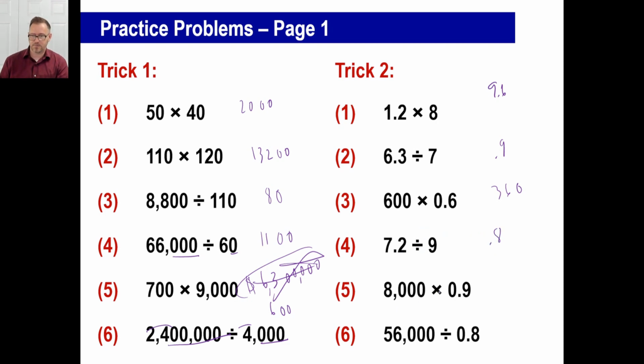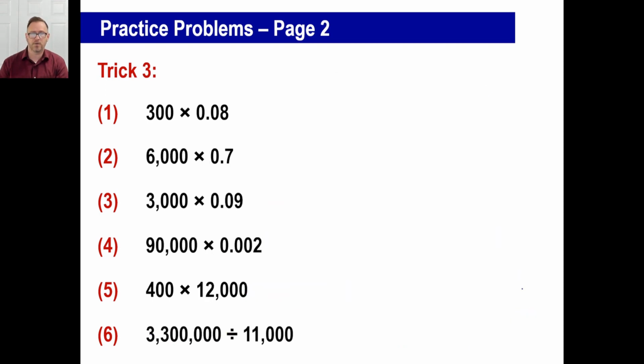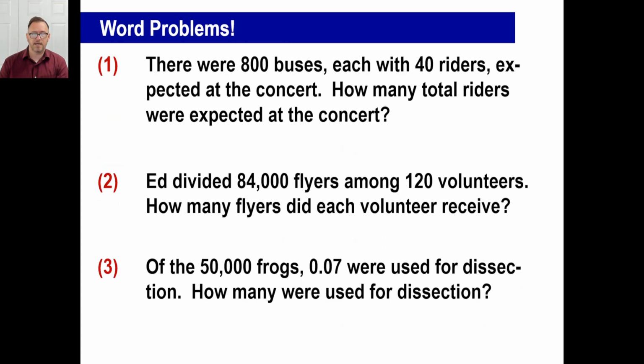This 8,000 times 0.9 is about 8,000, right? That's our estimate. 8 times 9 is 72. The thing that's closest to 8,000 is that. And the last one here, 56,000 divided by about 1, about 60,000 or so. 56 divided by 8 is 7, and the closest one there is going to be 70,000, and there you go. Okay, let's skip this one and pause this and try the word problems and come back.